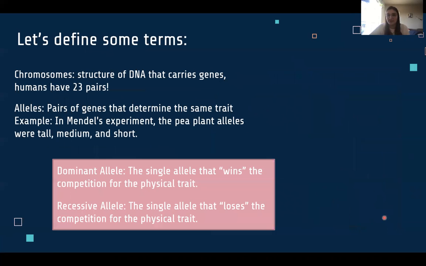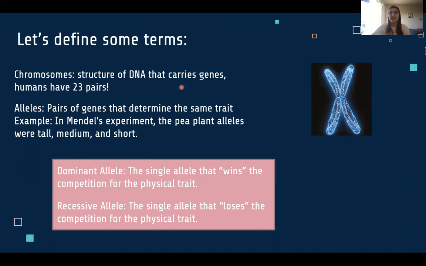So let's define some terms. A chromosome is a structure of DNA that carries our genes. That's what this picture is showing here. In humans, we have 23 pairs of chromosomes, which means we have 46 individual chromosomes. Alleles are pairs of genes that determine the same trait. For example, in Mendel's experiment, the pea plants had alleles of tall, medium, and short.